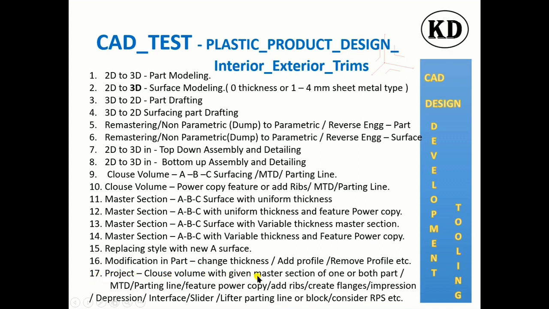Last one is the complete projects. This is for people with 8 to 10 years or 6 years of experience. In that we have to make a closed volume ABC with master sections, power copy of features, depressions, impressions, interface creations, ladder lifter parting line creations, block considerations, RPS. We will see one by one.